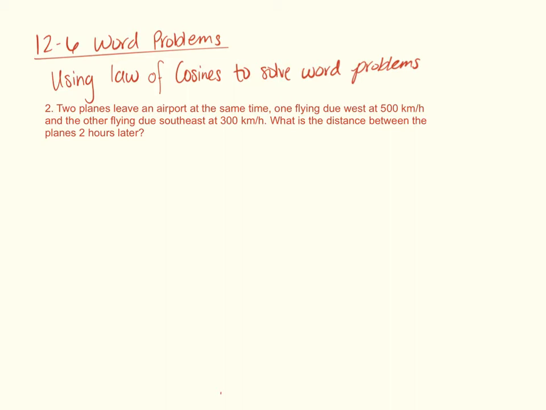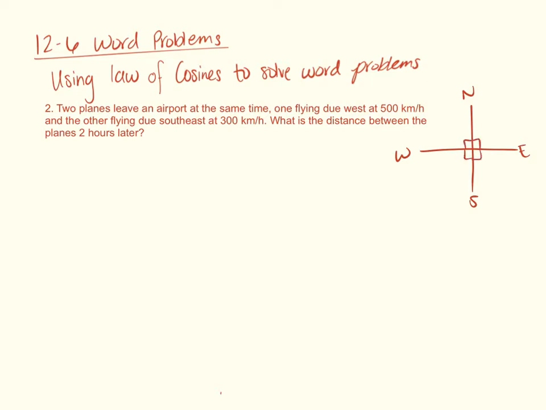It says 2 planes leave an airport at the same time, one flying due west at 500 kilometers per hour and the other flying due southeast at 300 kilometers per hour. What is the distance between the planes 2 hours later? Okay, so first thing I'm going to quickly review with you guys is a compass. Okay, we have north, west, south, east, right? If you notice, the angle between each direction is 90 degrees.